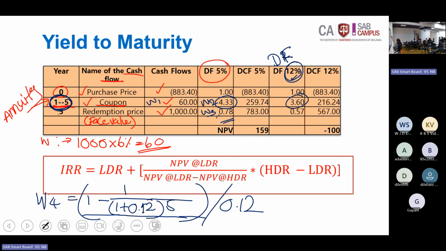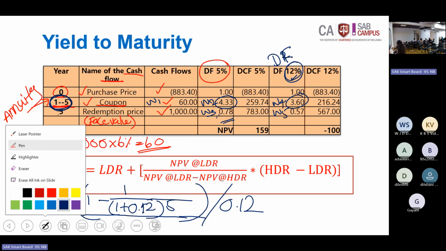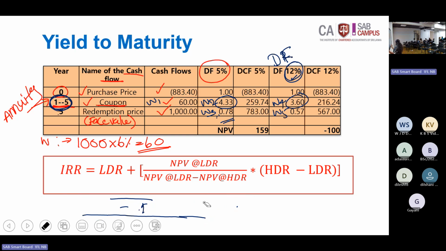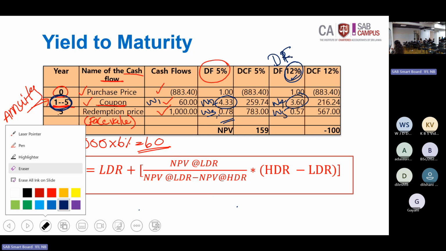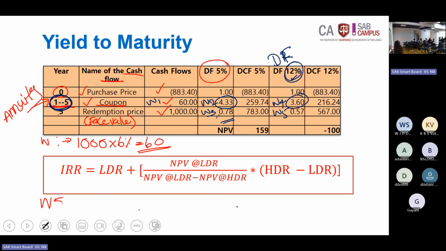Working number 5. What is that? Calculation of the discount factor at the end of the 5th year under the discount rate of 12%. 1 divided by 1 plus R, where R is 0.12, to the power 5.